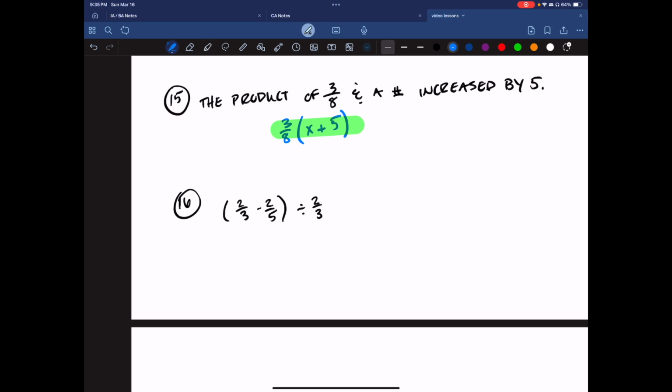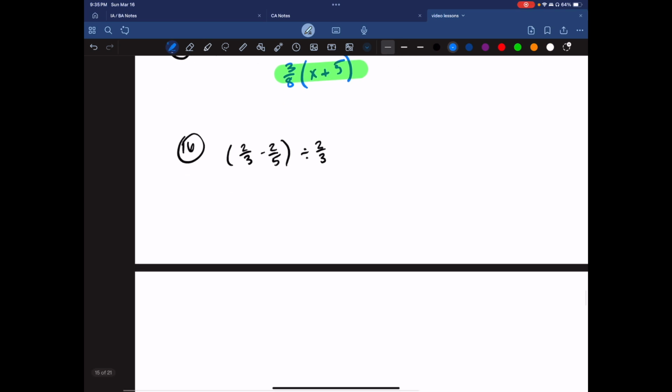Right. And then last one, we have a subtraction inside the parentheses, and then we have to divide by 2/3. So inside the parentheses, we need to get common denominators. All right. So I'm going to need to multiply the left side by 5 over 5, and the right side by 3 over 3. All right. So it's going to give me 10 over 15 minus 6 over 15 divided by 2/3. Okay, so 10 minus 6 is 4, so it's 4/15.